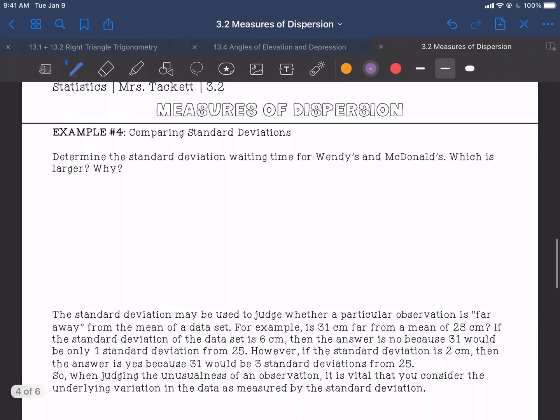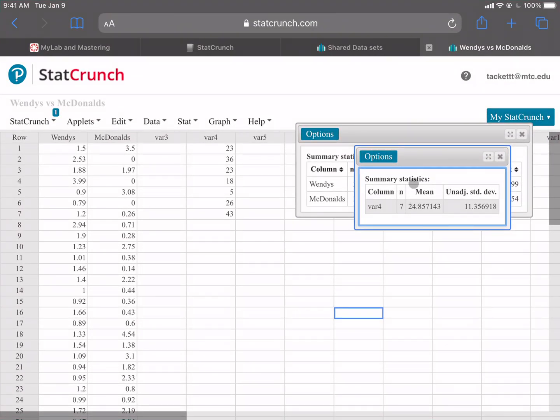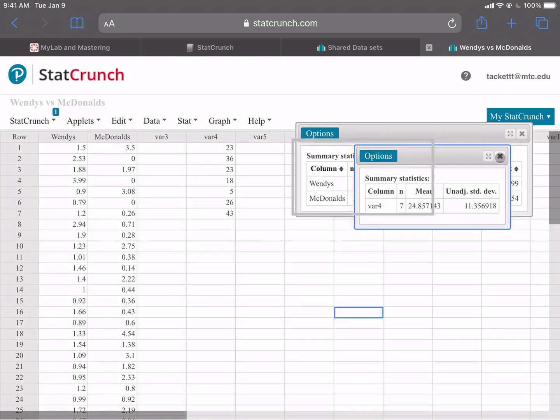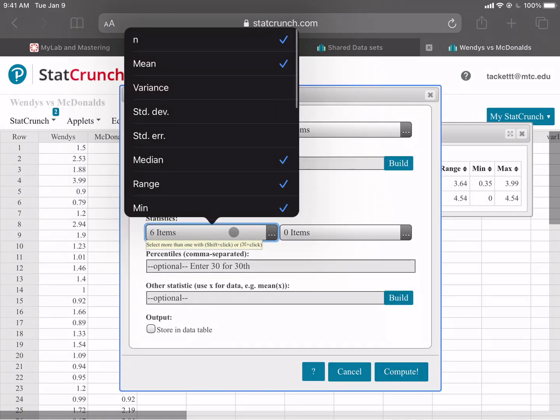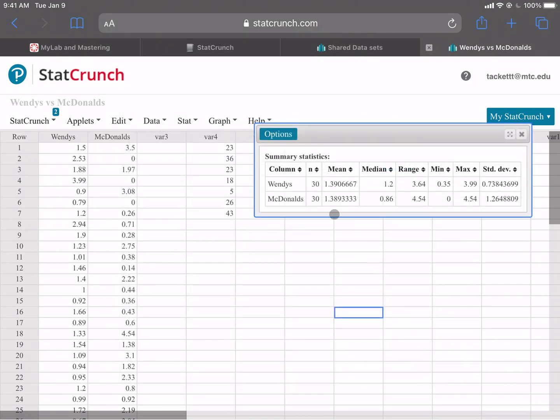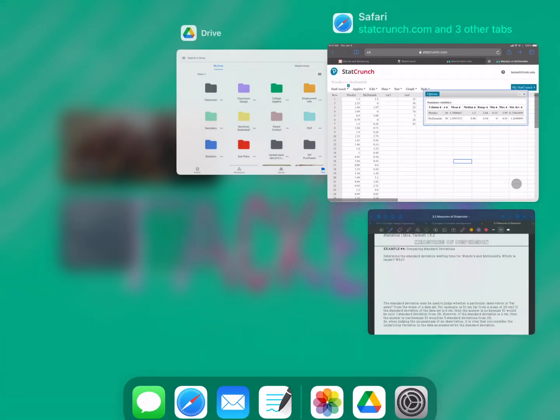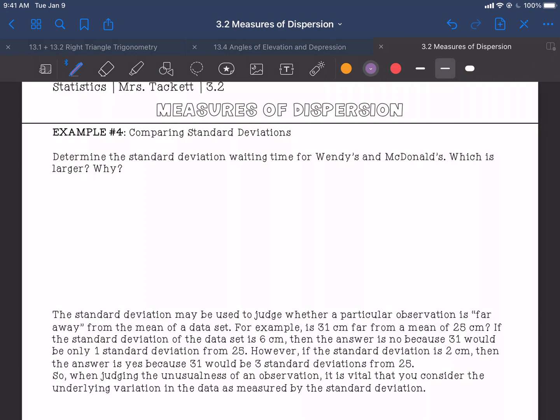Example 4 here, we're going to compare standard deviations and talk about the meaning of them. Determine the standard deviation waiting time for Wendy's and McDonald's, which is larger and why. I still have my chart pulled up, so I'm going to edit and choose my standard deviation. Now, this was of a sample, so I'm good just choosing standard deviation. The standard deviation for Wendy's is 0.7384, and for McDonald's is 1.2649. And that was of a sample, so that would be s.